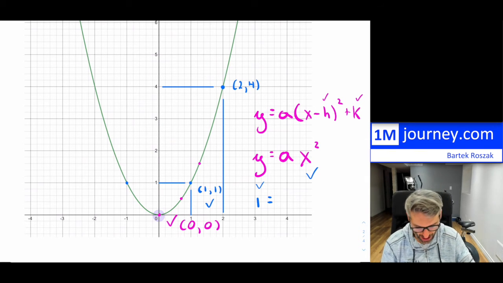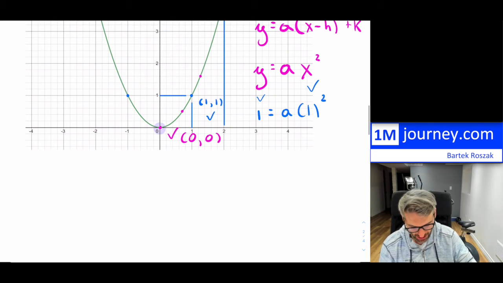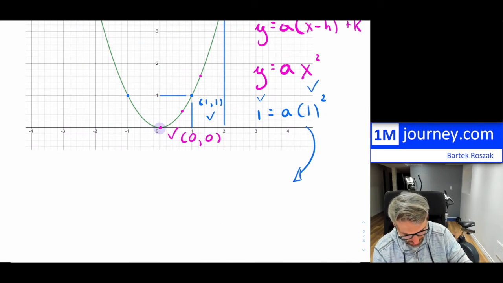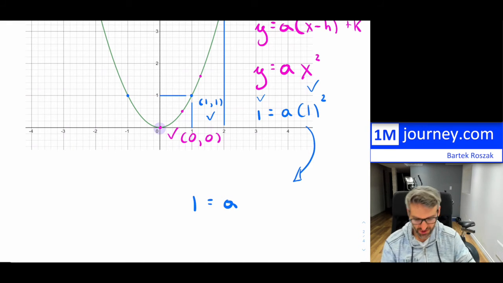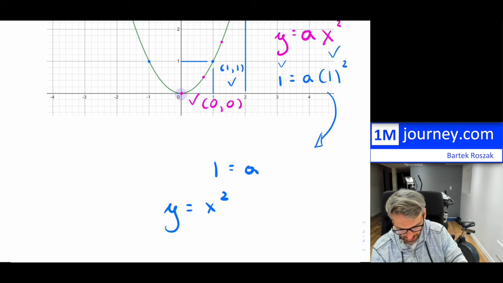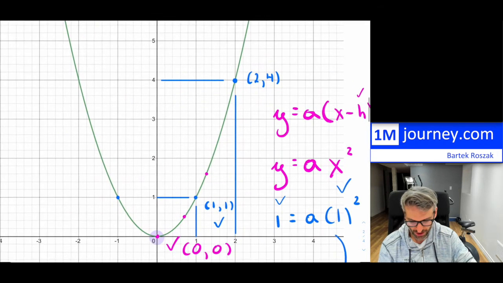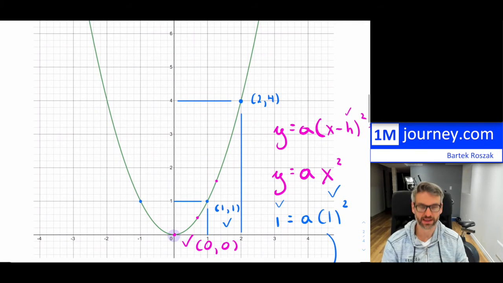Now, because I don't know what a is yet, I'm going to substitute 1 for that, so that's going to be this. And of course, it's pretty easy to tell that a is going to be 1. So this parabola, the way that we have it written, is basically just x squared. I found this out by taking a look at this actual graph.